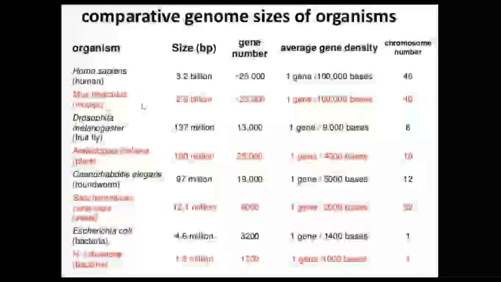And if you see the mouse here, 2.6, it is also having 25,000 genes, and the density is also 1 by 1 lakh, and here it is having only 40 chromosomes. So in this way, different organisms have different gene numbers, gene density and chromosome numbers. So this genome organization is very much important to know the genes of the different organisms.